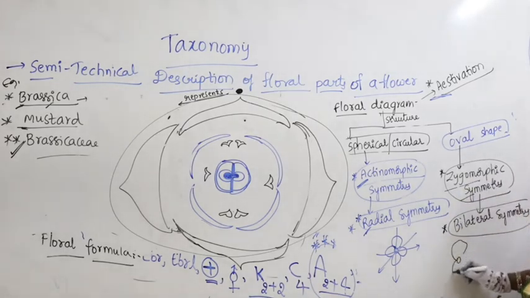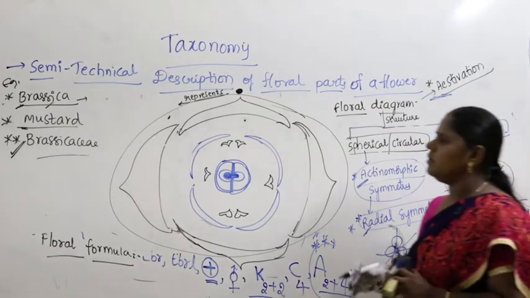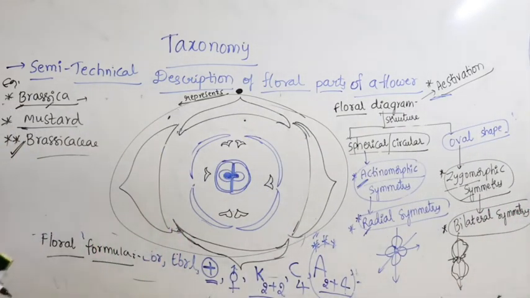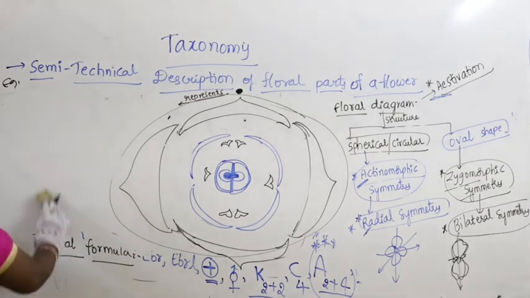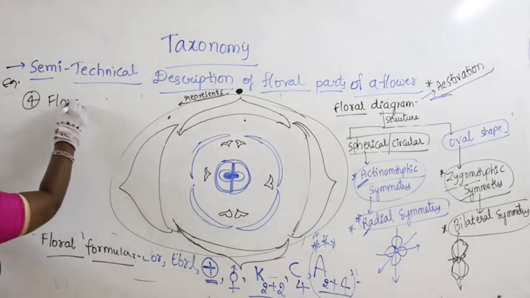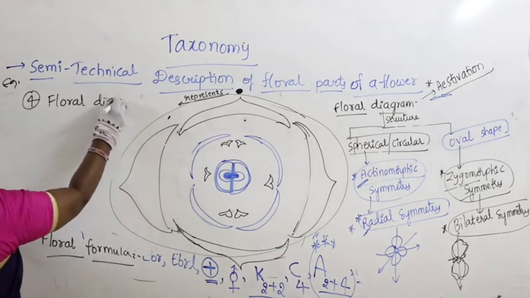A flower divisible into equal halves in only one plane of angle of division is zygomorphic, also called bilateral symmetry. Here, for example, we have Fabaceae. Altogether, in your textbook, some 4 floral diagrams are given, and you have to remember those 4 floral diagrams.